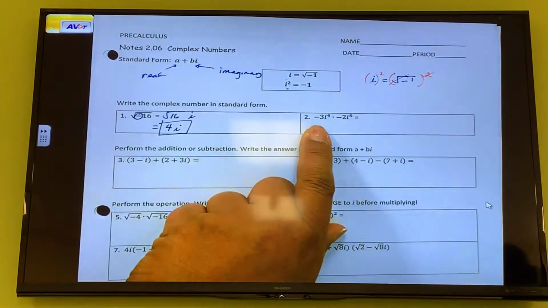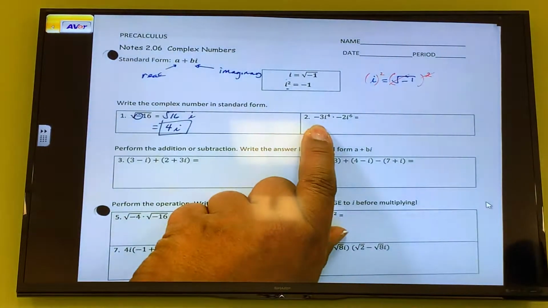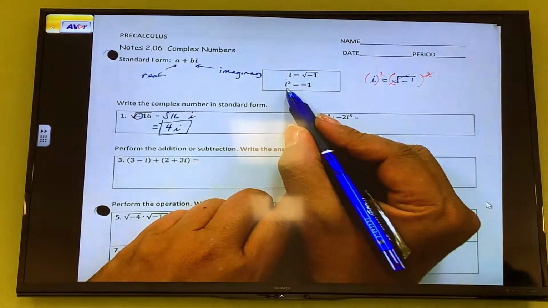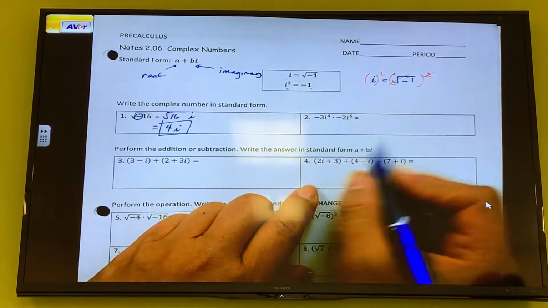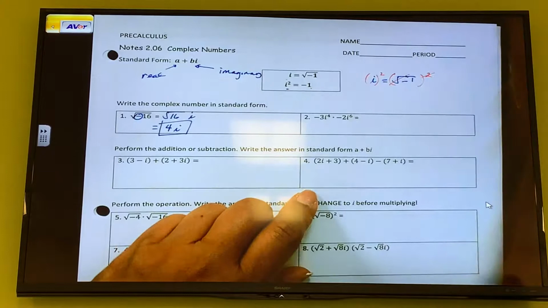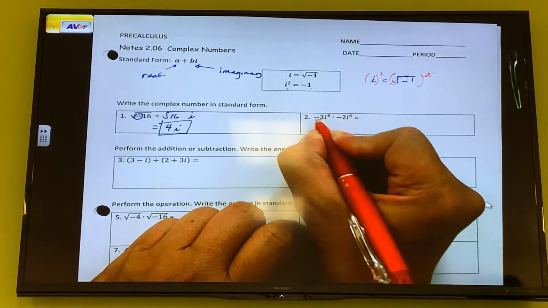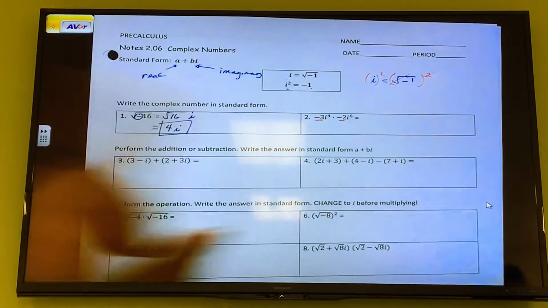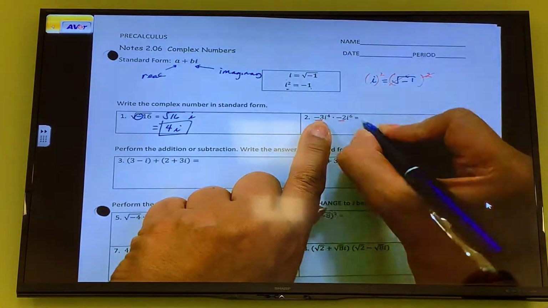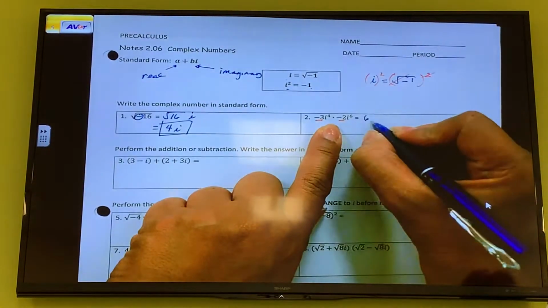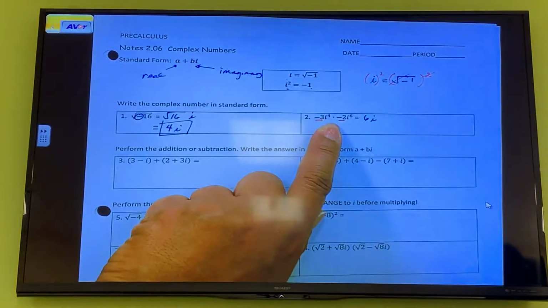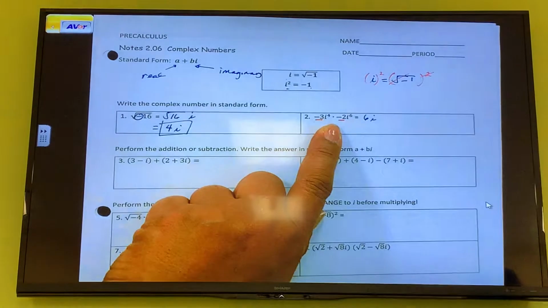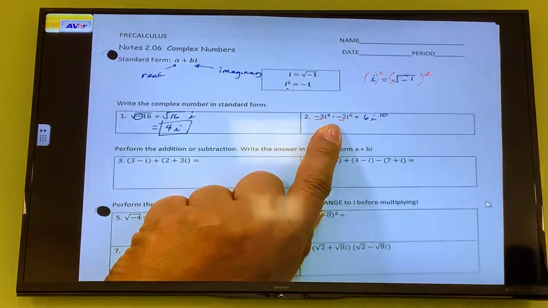Number 2, there's no square root sign, just our i's. And we know that every i squared is equal to negative 1. So the first thing we need to do is multiply the negative 3 by the negative 2. That's the real number in our work, so positive 6. Then when we multiply, what do we do to the exponents? We add them up, right? So 4 plus 6 is 10. So it will be 6i to the 10th power.